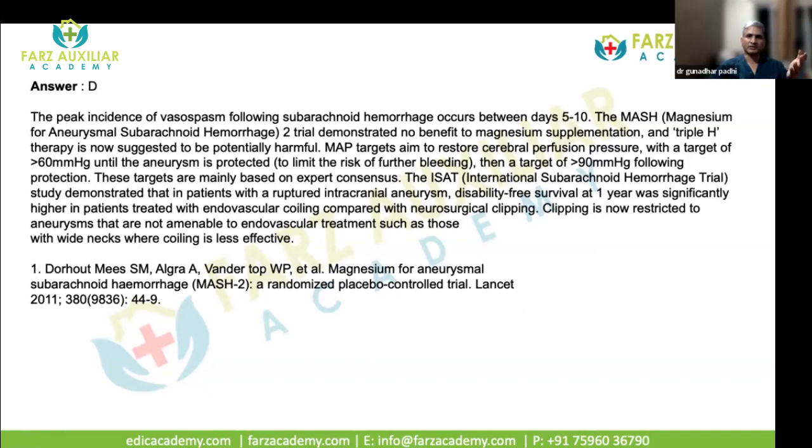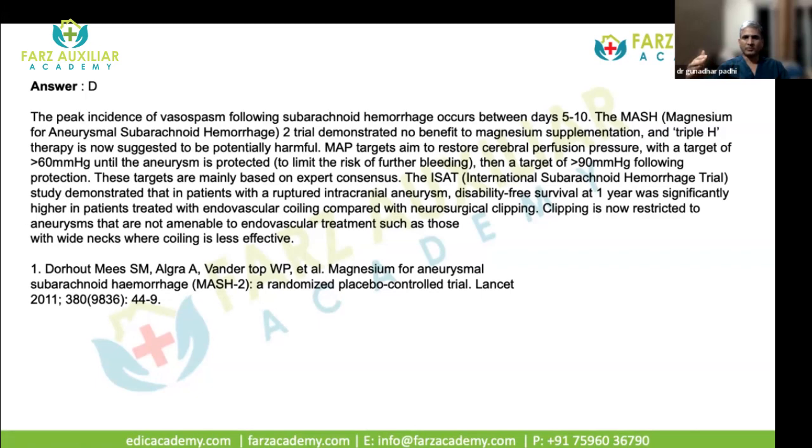And the target MAP, and sometimes they ask you regarding the ISAT, the International Subarachnoid Aneurysm Trial. The study demonstrated that in patients with ruptured intracranial aneurysm, disability-free survival at 1 year was significantly higher in patients treated with endovascular coiling compared with neurosurgical clipping. That is the reason the evidence is more and more towards endovascular coiling. Clipping is now restricted to aneurysms that are not amenable to endovascular treatment, like those with wide necks where coiling is less effective. You may be asked essays from other aspects like transcranial Doppler, OSCEs from transcranial Doppler, Lindegaard ratio.